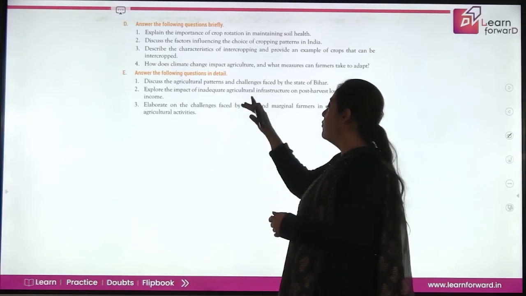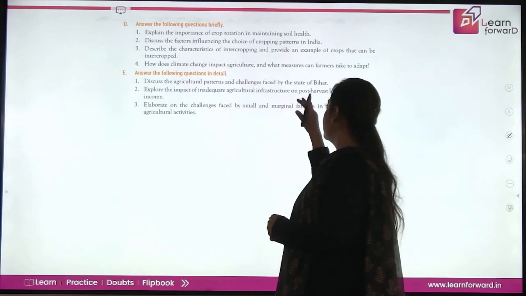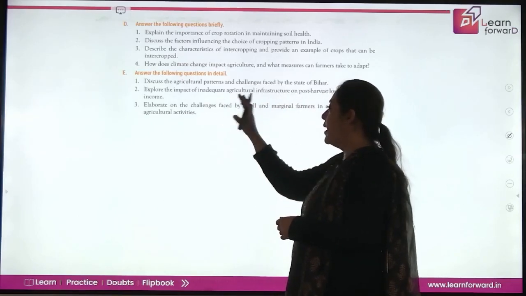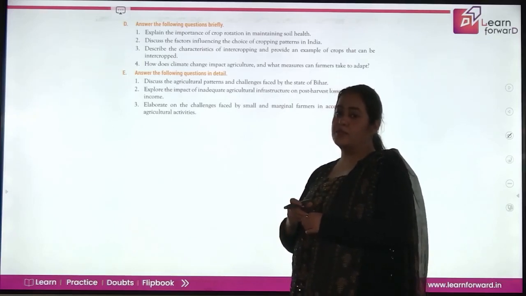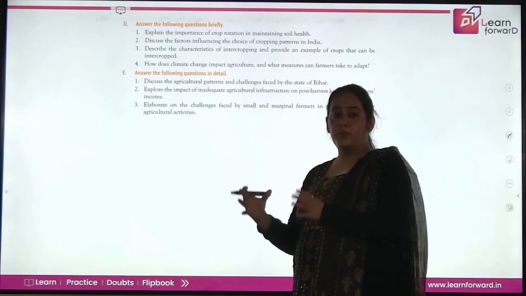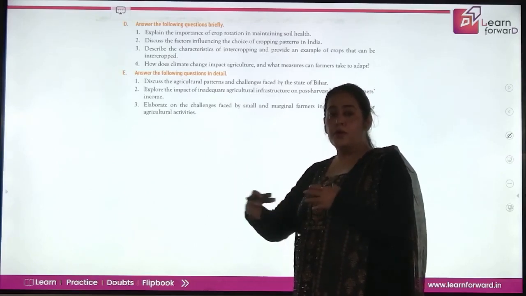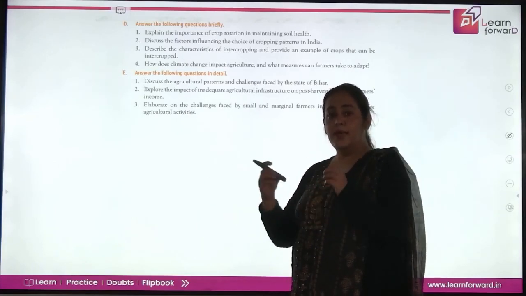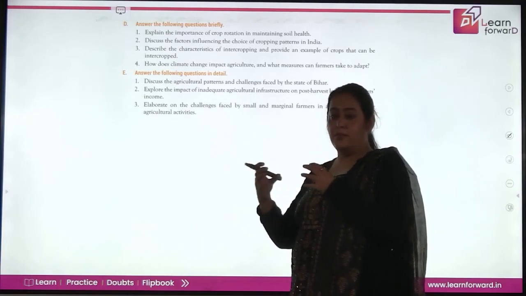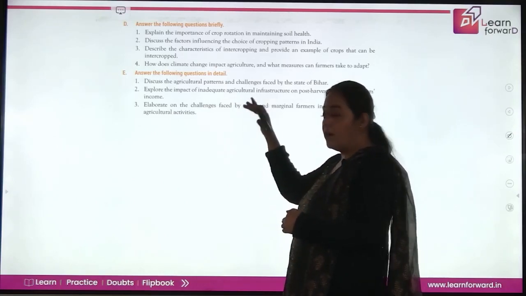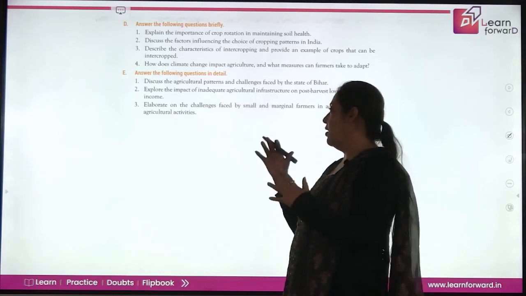Explore the impact of inadequate agriculture infrastructure on post-harvest losses and farmer income. The impact of inadequate agriculture infrastructure is that once the harvest is ready, the farmers don't have proper storage areas. The rural roads are a major challenge for the farmers to reach the market. Then there is access to the market. All these three things are the major problems which the farmer faces after the harvest.